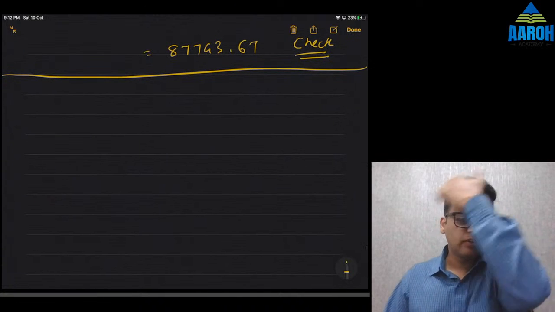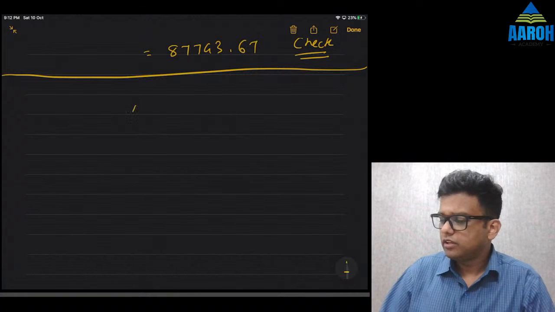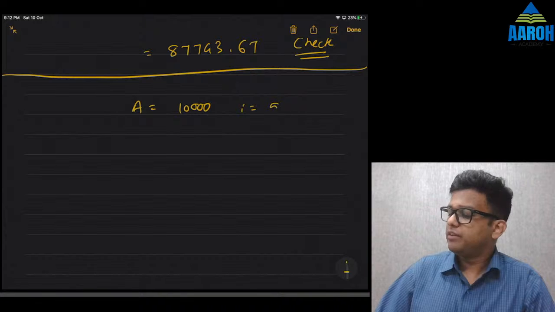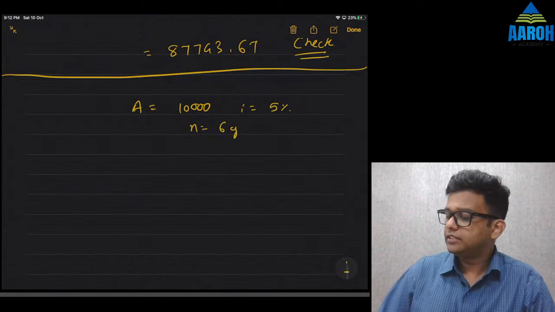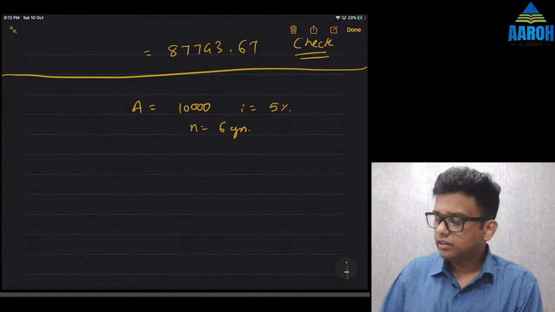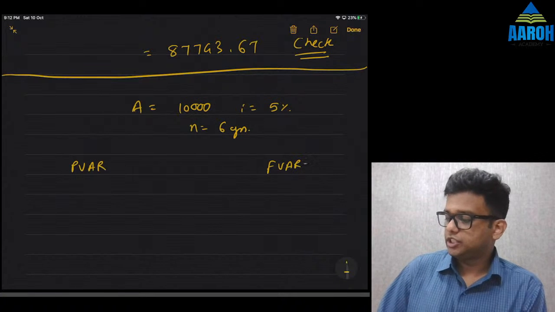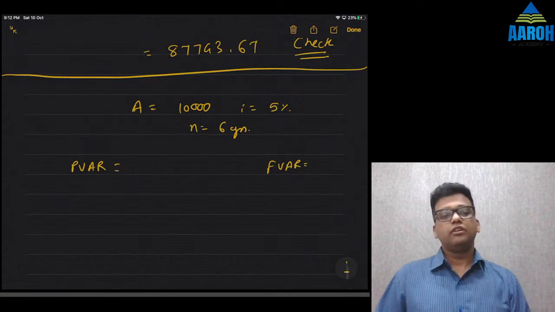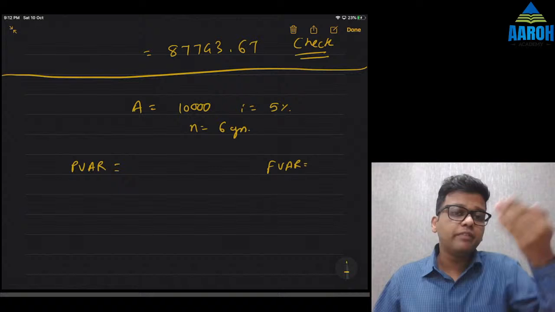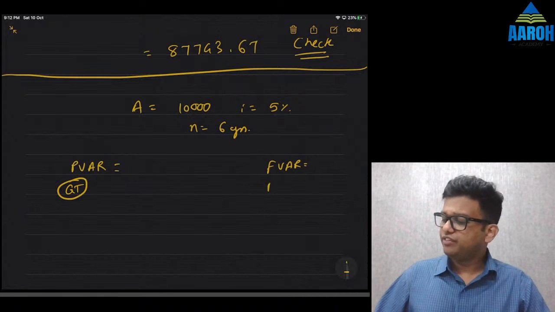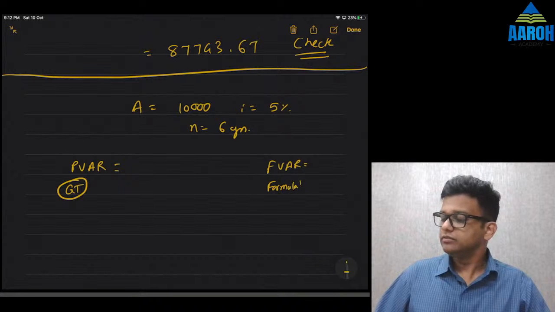Let's try to calculate both for a question and see their relationship. A is equal to 10,000, I is equal to 5%, N is equal to 6 years. Everyone calculate PVAR and calculate FVAR fast. For PVAR, always remember we need the GT shortcut. And for FVAR, we need the formula only, no shortcut.